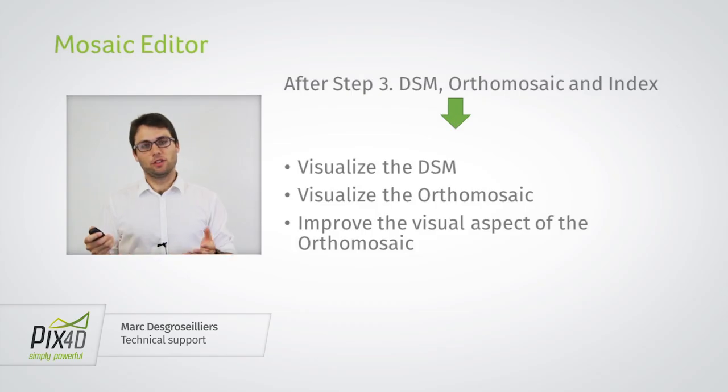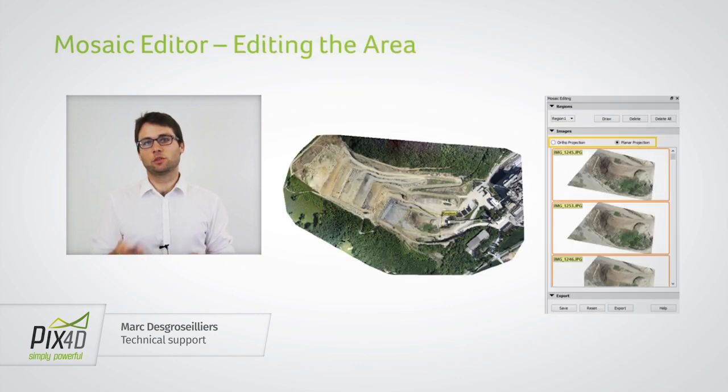In the mapper, there is the Mosaic Editor, which is going to allow you to edit and to visualize the orthomosaic. It's available after the third step of processing, and it looks something like this. So you can see the orthomosaic in the main window, and you have some options on the right to create a new region, change the content of this region, and save and export the orthomosaic.